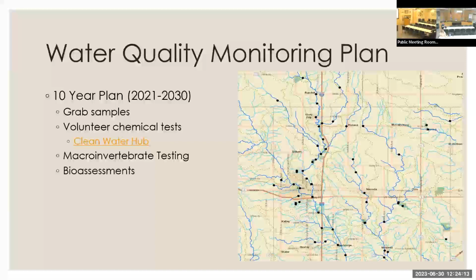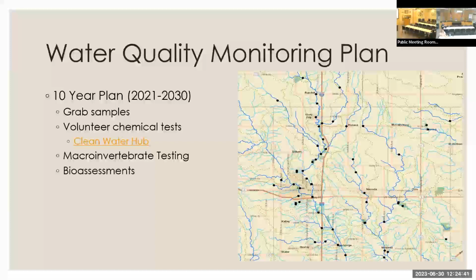Macroinvertebrates are just aquatic bugs, and it's good to look at what's living in our creeks to see if we have a variety of species, or if we have a lot of the same species. So being able to go out once or twice a year and do macro testing with our volunteers is a great way to determine the health of our streams.